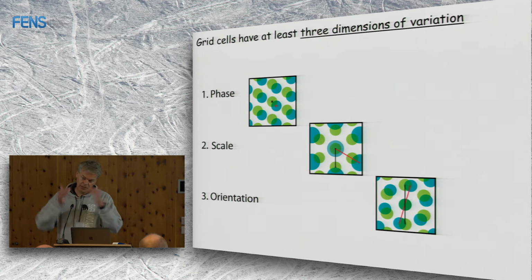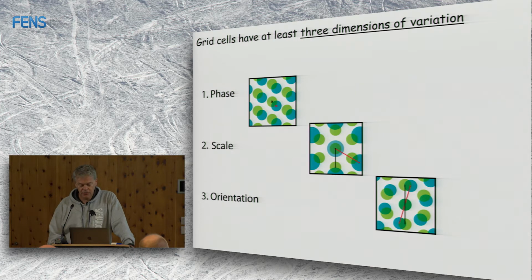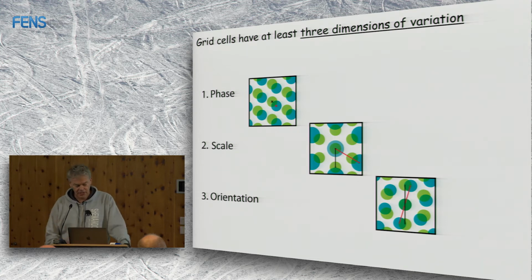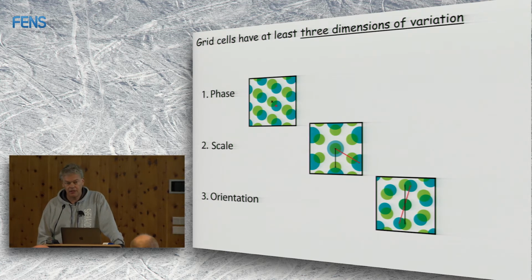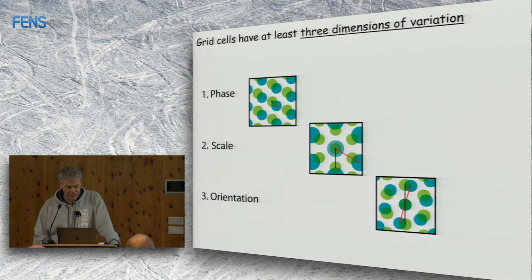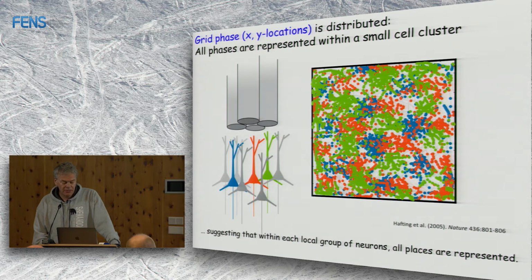Phase means the XY position of the grid pattern, like the blue and the green one here. They vary in scale. So you see examples of that, two different scales in the green and the blue. And in the orientation. And actually there are further variations, like the amplitude of the different points, but I won't go into that. To some extent, phase, scale, and orientation are actually organized anatomically, but in different ways.